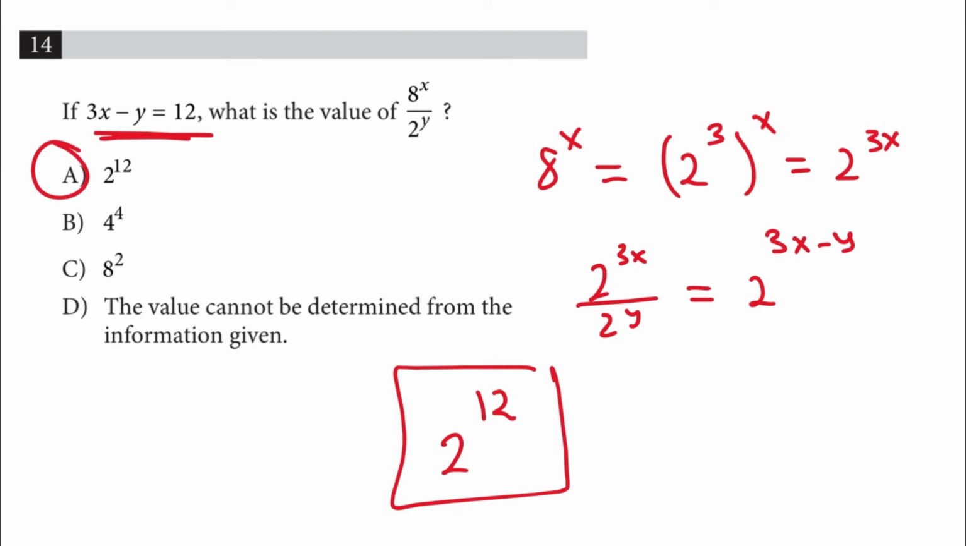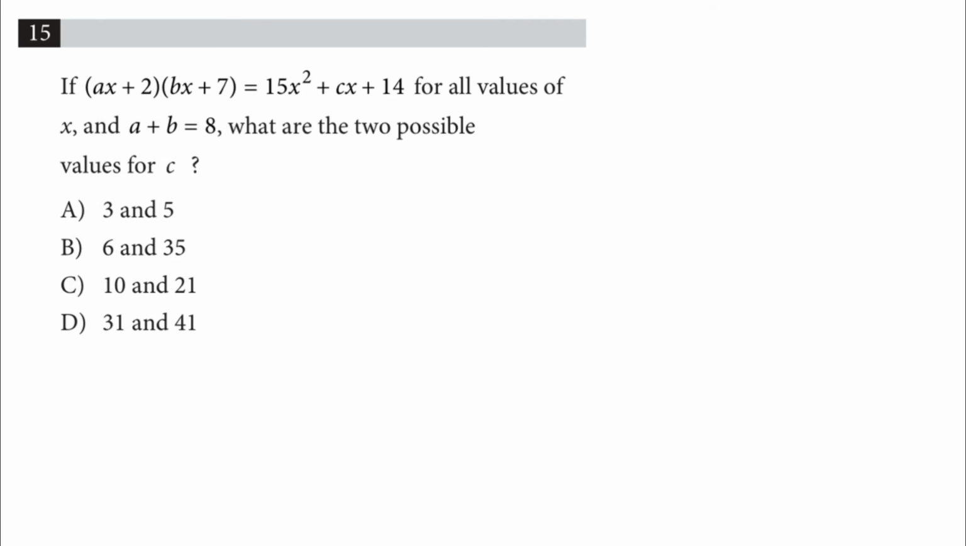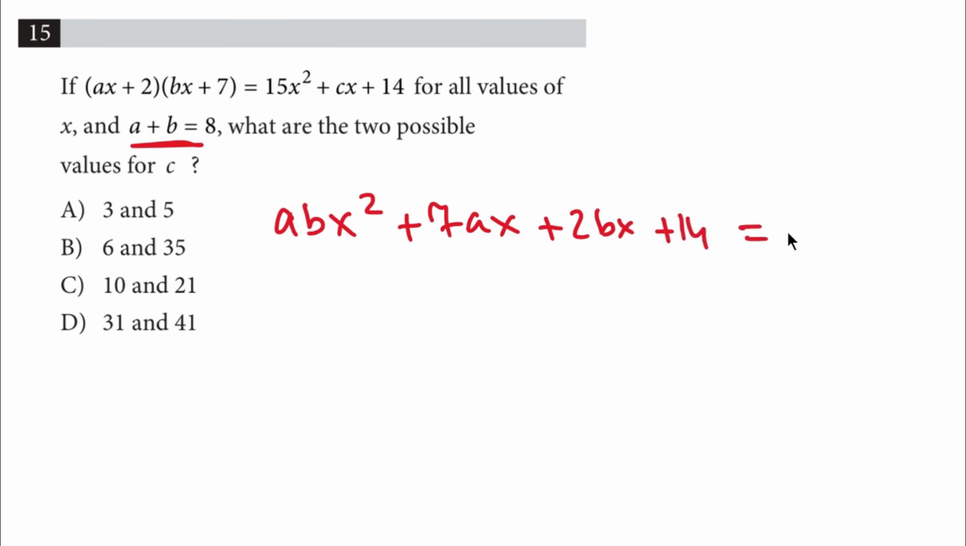Now let's move on to the next problem. And this problem is quite easy because we just need to compare the constants on the left side and the right side and use this fact right here. So let's try to do it. ax times bx is abx squared. ax times 7 is 7ax. 2 times bx is 2bx. And 2 times 7 is 14.